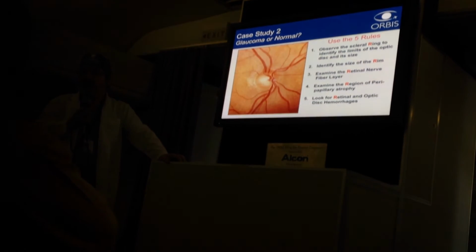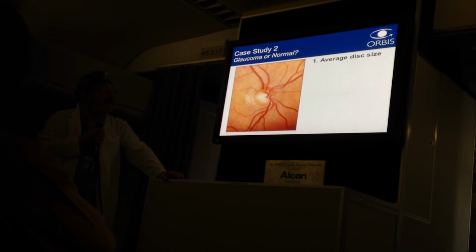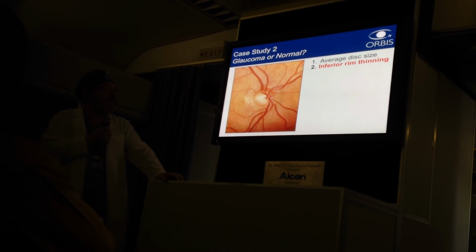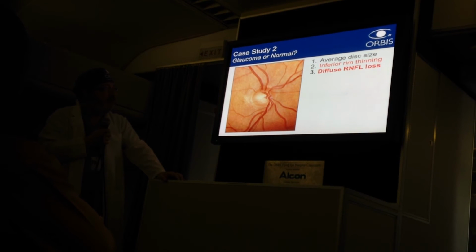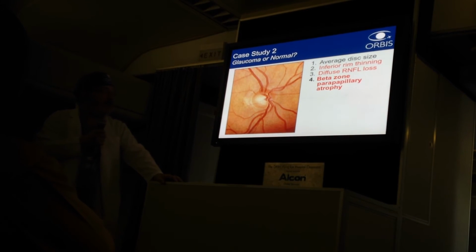Let's look at those nerves again and confirm the scleral ring. This is an average disc size. He has some inferior rim thinning. There's some diffuse retinal nerve fiber layer loss. He has some peripapillary atrophy around the optic nerve, but there's no hemorrhage. And this patient has glaucoma.